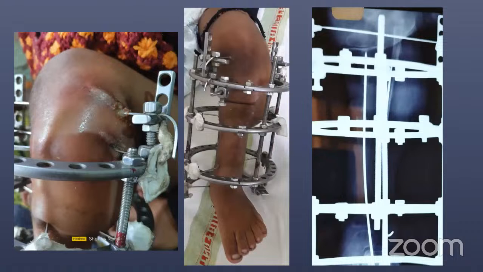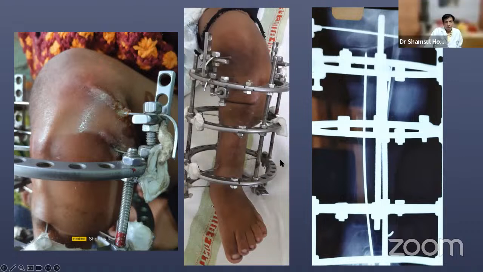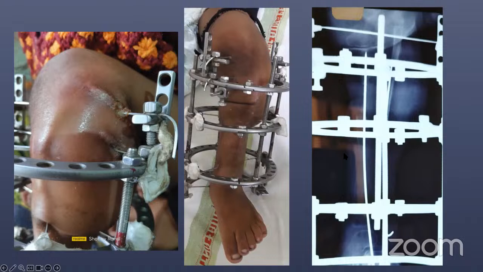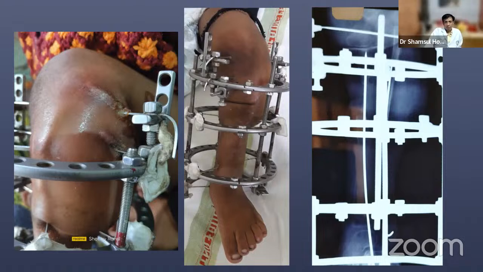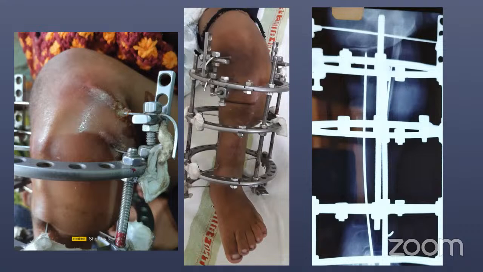But during the process of distraction, she presented to us with a progressive deformity around the knee joint, and this was quite painful. So what is happening here? If we look at this radiograph, we can figure out that the fibula has migrated up. This was due to transfixation of the fibula in one of the wires, and along with the process of transport, the fibula was migrating proximally, and this had already caused a foot drop in this child.